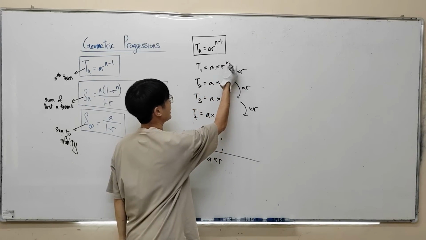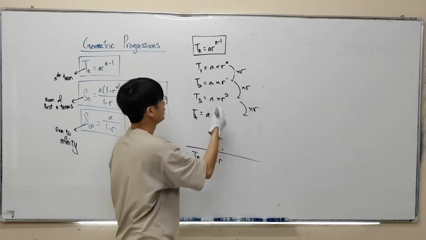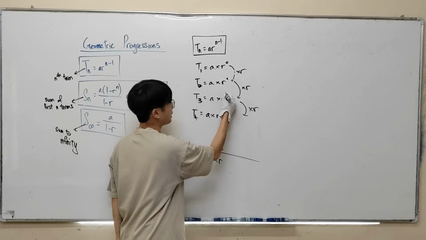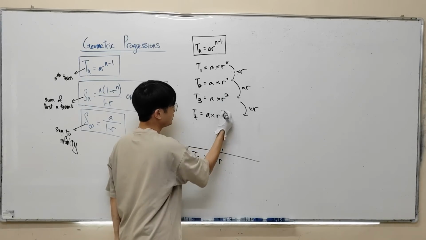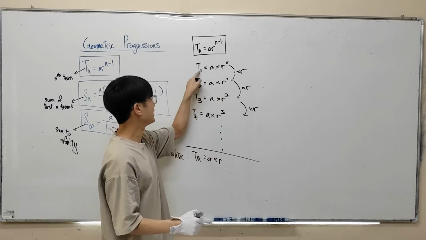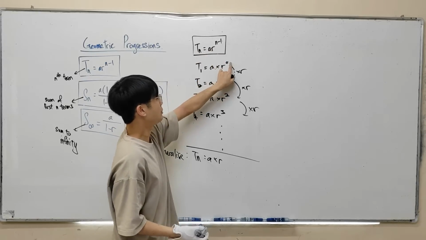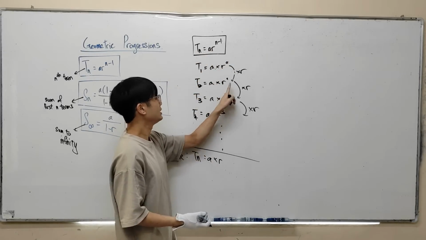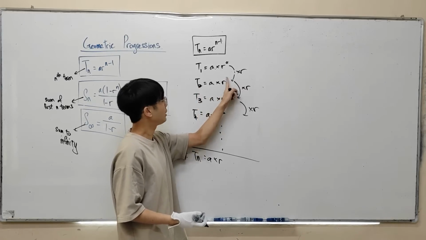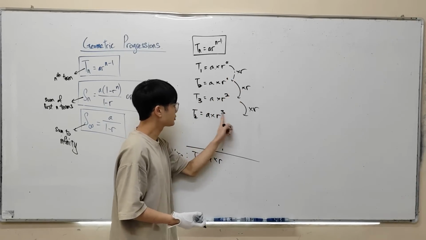You can see that when the n is 1, the power here is 0. When the n is 2, the power here is 1. When the n is 3, the power here is 2. When the n is 4, this is 3. It means the power here is always 1 less than the n. Do you agree? When this is 1, this is 0. Same with here, the power here is 1 less than the n here. See, 2 minus 1 is 1, 3 minus 1 is 2, 4 minus 1 is 3, right?